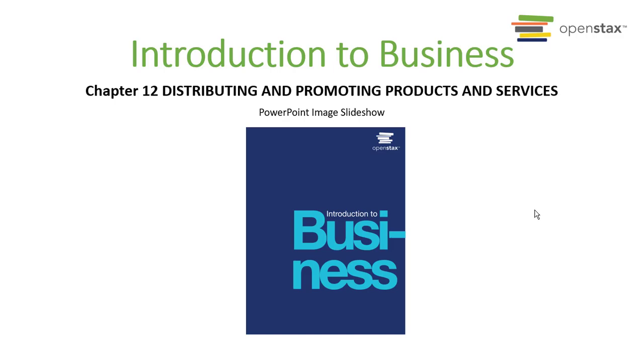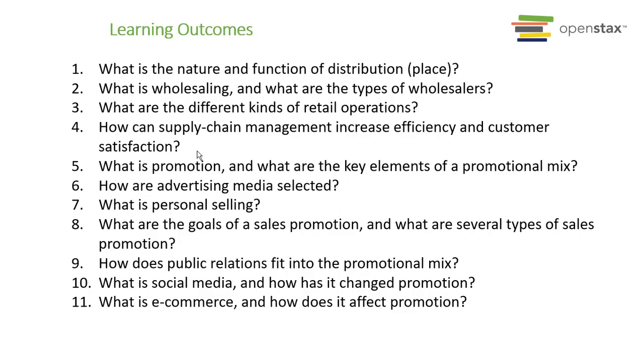As you remember from Chapter 11, these are the last two P's of the four P's, also known as the marketing mix. So for this chapter, we're focusing on promotion and distribution, also known as place of distribution. And so we'll get started right away with our table of content.